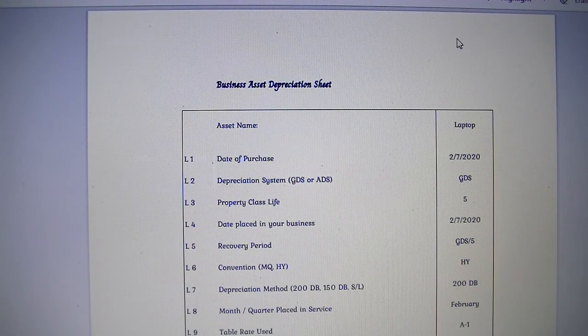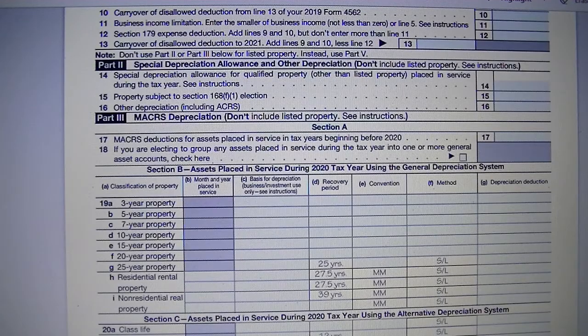Depreciation Deduction Worksheet. How to calculate depreciation deduction for your asset to put on line or in column G of line 19.